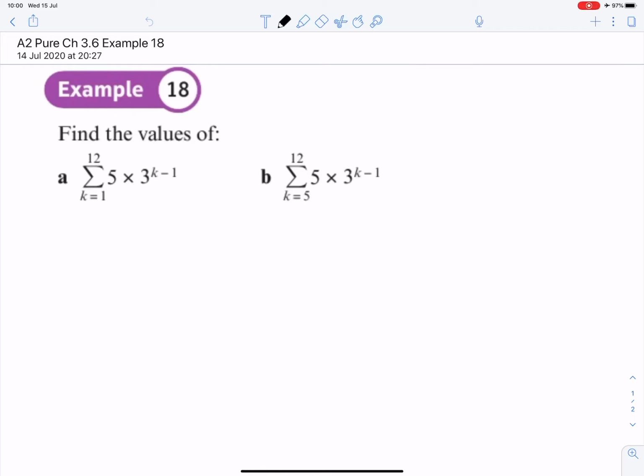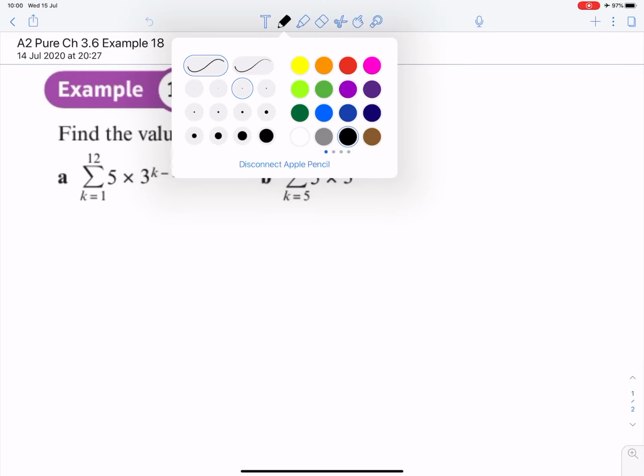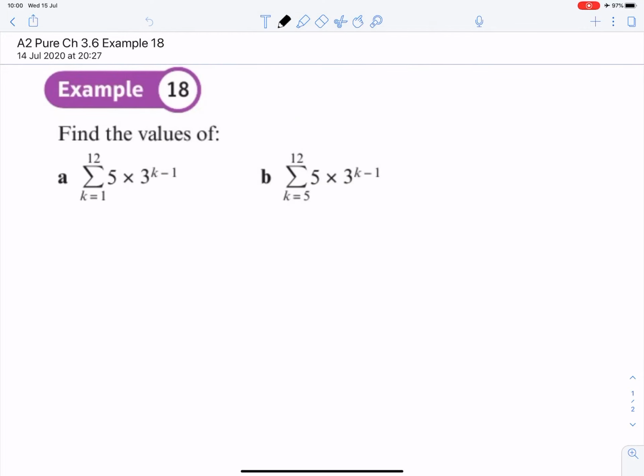So here we go, chapter 3.6, example 18, continuing with this summation notation. So let's have a look. Find the value of. So the question is basically the same as the last one we had. The sum from k equals 1 to 12 of 5 times 3 to the k minus 1.